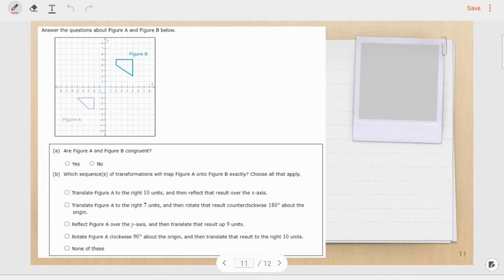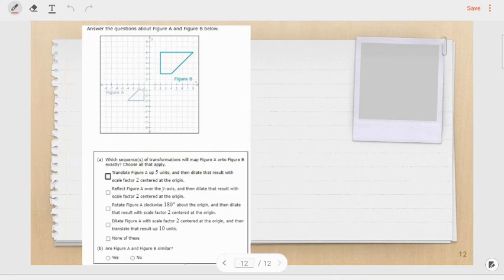So figure A to figure B. Notice I'm checking first to see if they're even congruent, because now I can just click none of these. My last option, okay, so which is going to map figure A to figure B? Well, now I notice that they are not congruent, but it doesn't ask me if they're congruent. It asks me at the very bottom if they're similar.